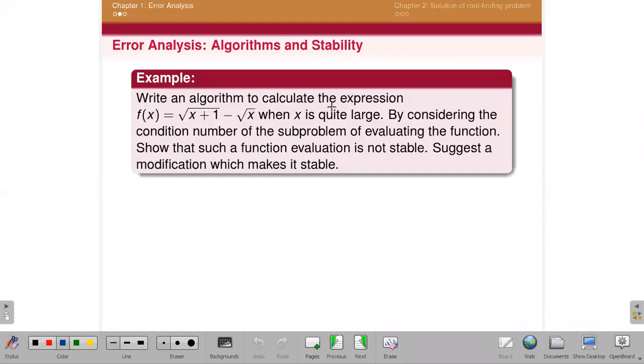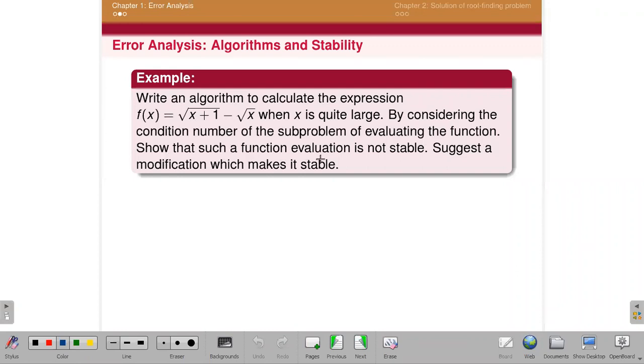Let's write an algorithm to calculate the expression f of x is equal to root of x plus 1 minus root x, when x is quite large. This is the mathematical expression. You have to write the algorithm for this and find the value of this function when x is quite large, but no particular value is given. You have to write the algorithm for any quite large number, by considering the condition number of the subproblem of evaluating the function. You have to find the condition number at each step of the algorithm.